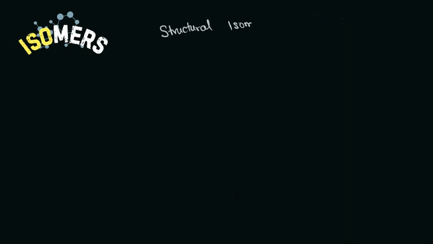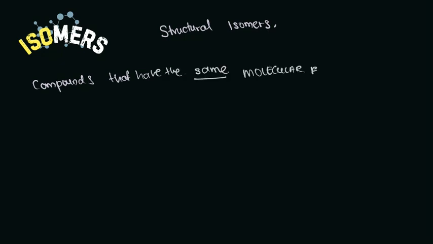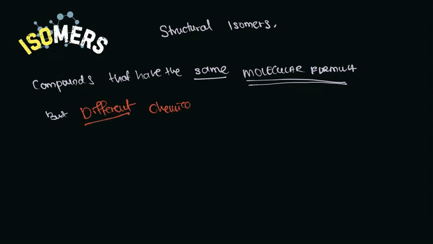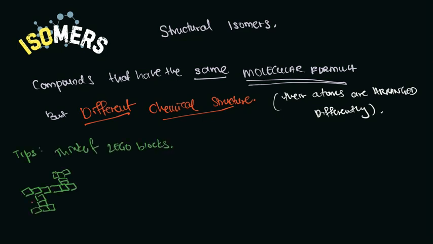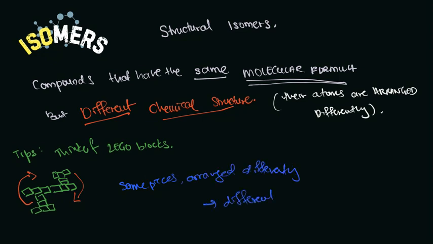Okay, so now let's dive into more detail about structural isomers. Structural isomers are compounds that have the same molecular formula, but they are arranged differently, meaning they have different chemical structure because the atoms are arranged differently. An easy way of thinking about this is to think of it as Lego pieces, where you have a similar number of pieces, but when they are arranged differently, like so, they will have different shape and thus will be translated into different physical properties and pharmacokinetic, pharmacodynamic properties.